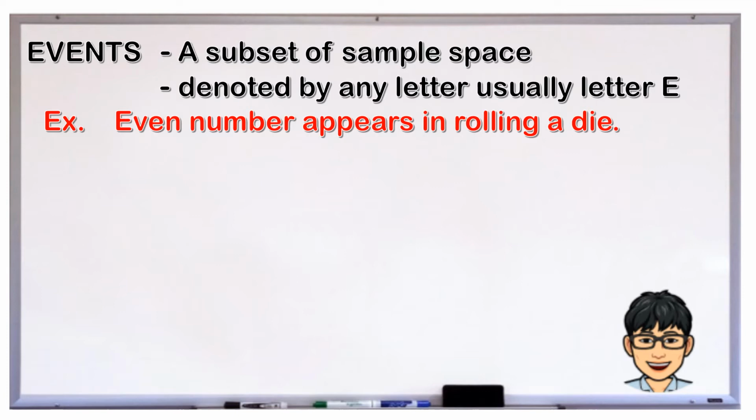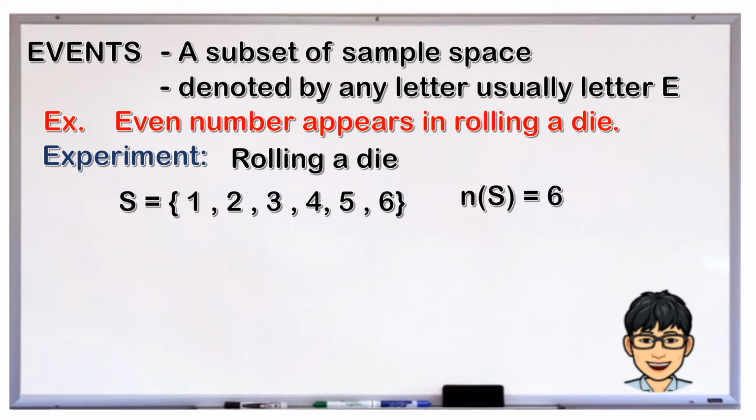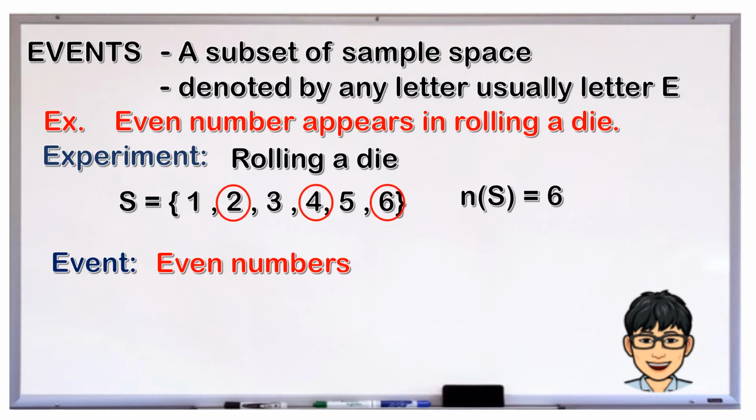Let us have another example. Even number appears in rolling a die. Ang experiment natin dito ay rolling a die. Kaya ang possible outcomes natin dito ay 1, 2, 3, 4, 5, or 6. Therefore, the number of elements ng ating sample space is equal to 6. Ang event natin ay even numbers. So, ang possible outcomes ay 2, 4, or 6. Therefore, ang elements ng ating event ay 2, 4, and 6, kung saan ang event natin ay may 3 elements.